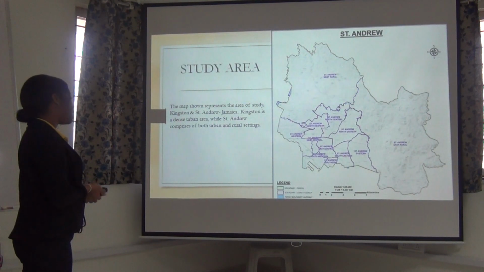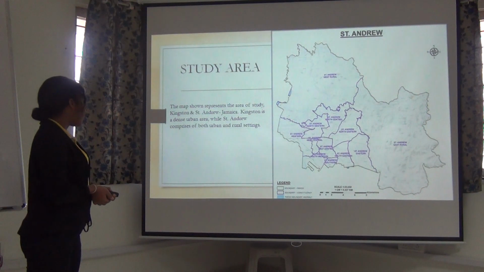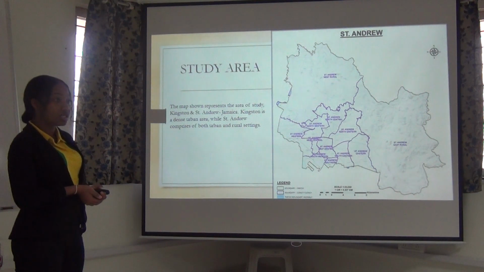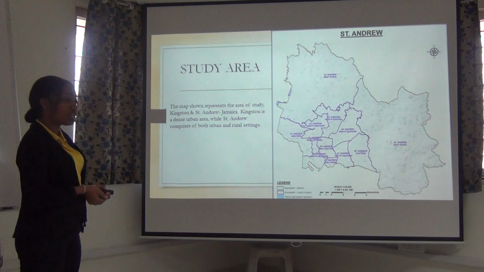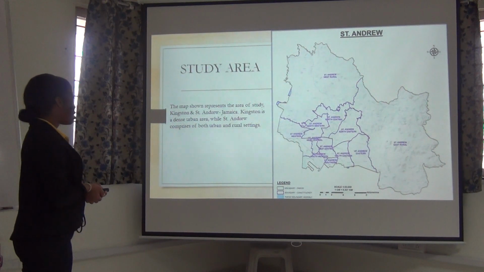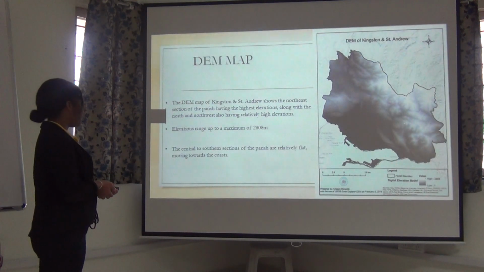So this shows the study area of Kingston and St. Andrew. Kingston is a dense urban area, while St. Andrew comprises both urban and rural settings.